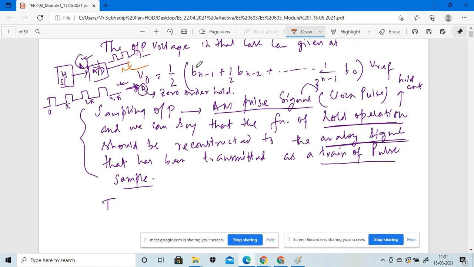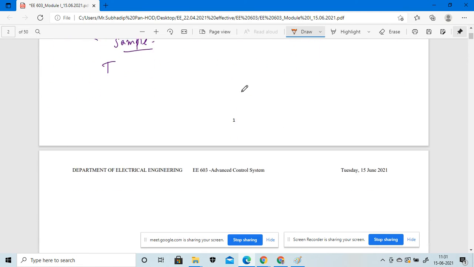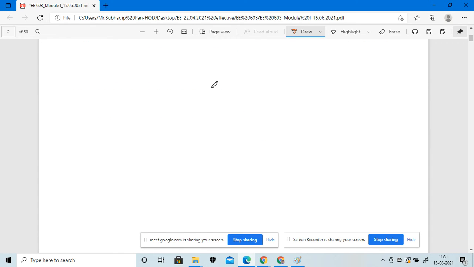It should be considered as b to the power n minus 1 plus half of b to the power n minus 2. If I redraw the structure, I redraw the n bit D to A converter using the R 2R ladder circuit. So if we reconstruct the n bit D to A converter using the R 2R ladder circuit.